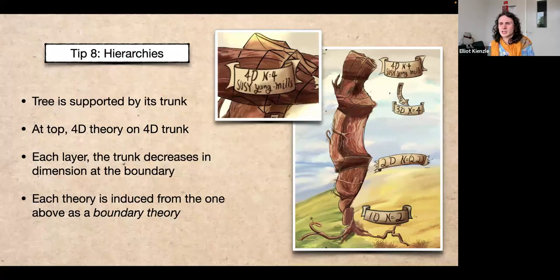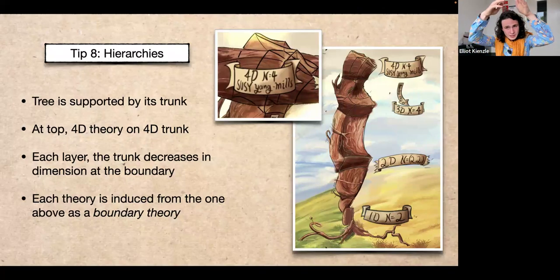And we're going to do this by exploiting real-world hierarchies. A tree is supported by its trunk. The trunk is the most important part where everything comes off of. And at the top of this trunk, we have this fundamental starting theory, 4D, N equals 4 supersymmetric gauge theory, whatever that is. But the point is, this theory descends down. And as it goes down, it induces all of the theories below it. And the way it does that specifically is through a boundary.